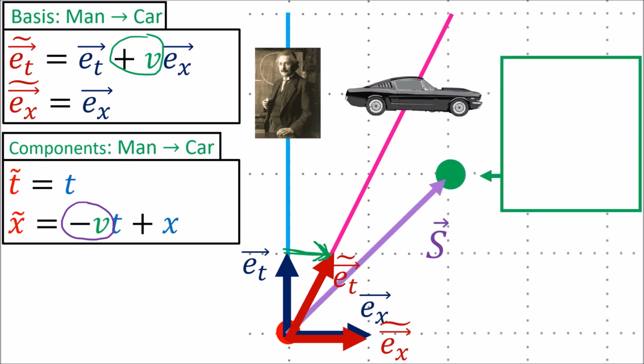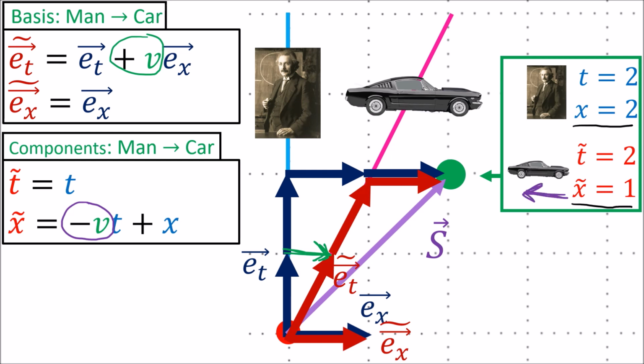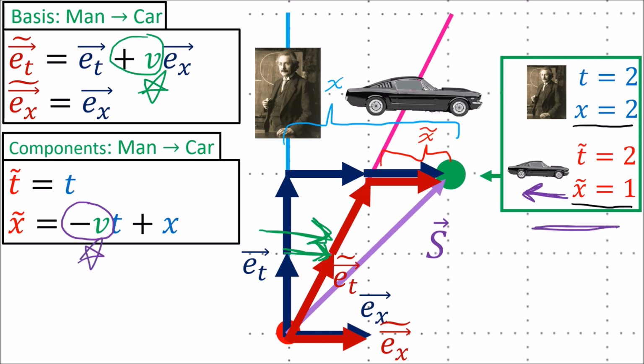In Einstein's frame, the position component of this event is 2. But in the car's frame, the position component has been pulled toward the negative direction and is just 1. Because this event is closer to the car's world line compared to Einstein's world line, the position component for the car is smaller. So that's why the change of basis and the change of component formulas are opposites. The plus v here pushes the e tilde basis vector in the positive direction, and the minus v here pushes the x tilde component in the negative direction, the opposite direction.